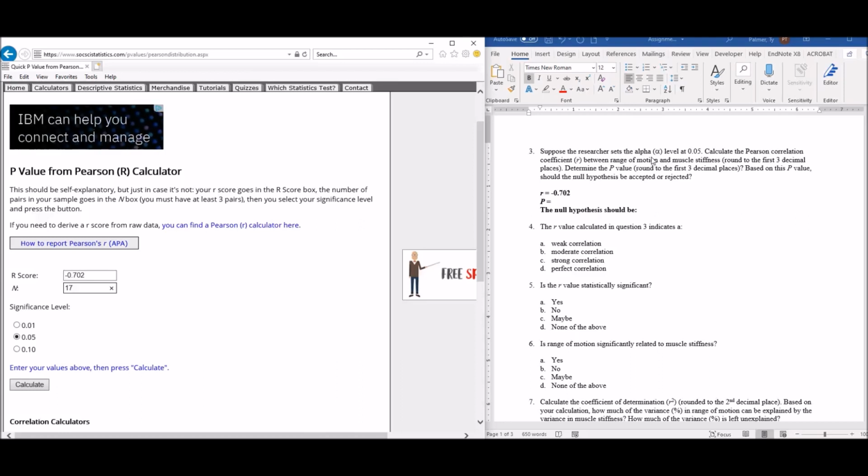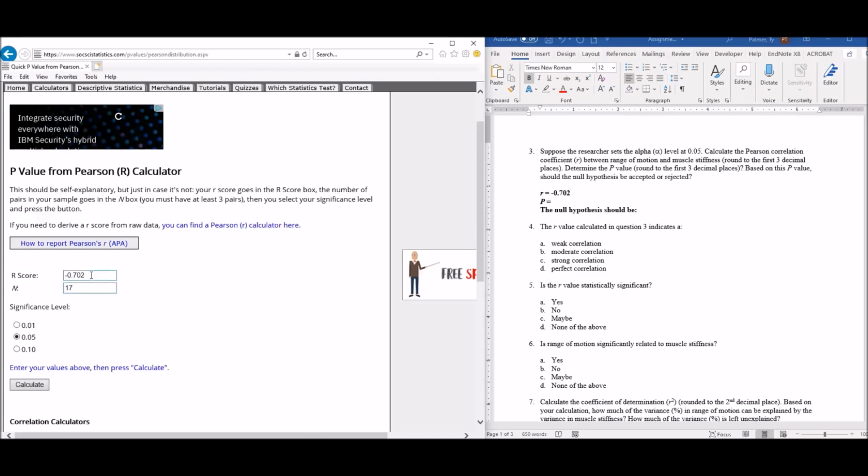Because the researcher sets the alpha level at 0.05, the significance level is also going to be 0.05. It's the same thing as the alpha level. So we need to make sure that that's selected. And I believe that's the default on this website, 0.05. So we make sure that that's selected.